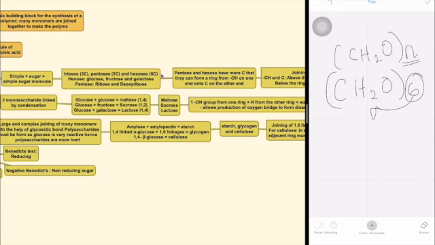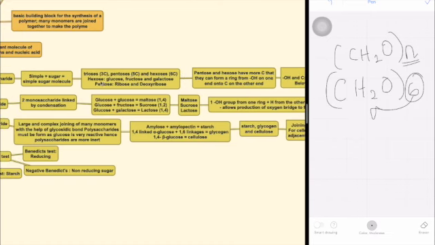Next, examples of hexoses are glucose, fructose and galactose, and examples of pentoses are ribose and deoxyribose. It's okay if you just know the trioses, pentoses and hexoses. That is more than enough.